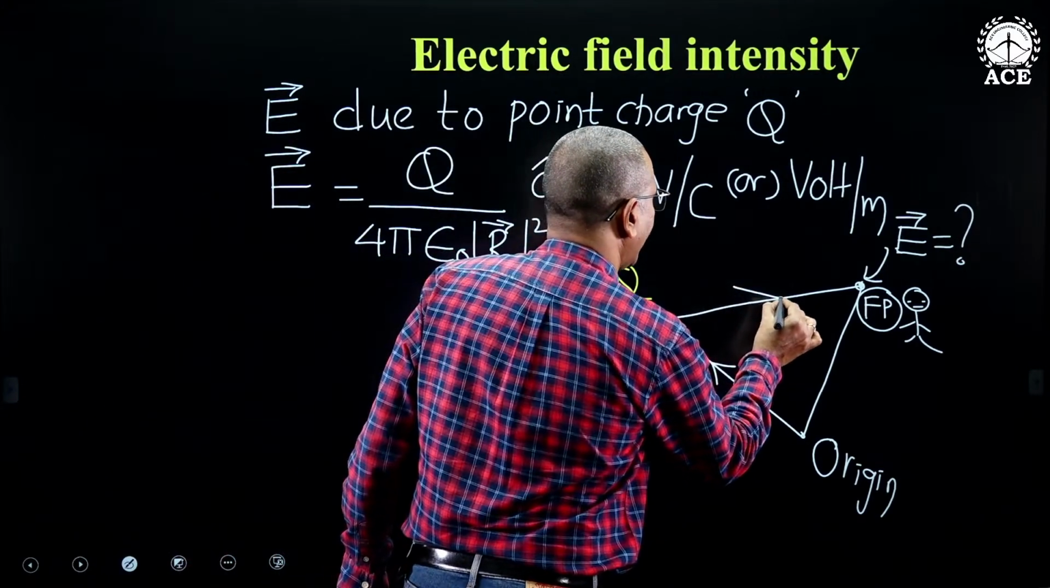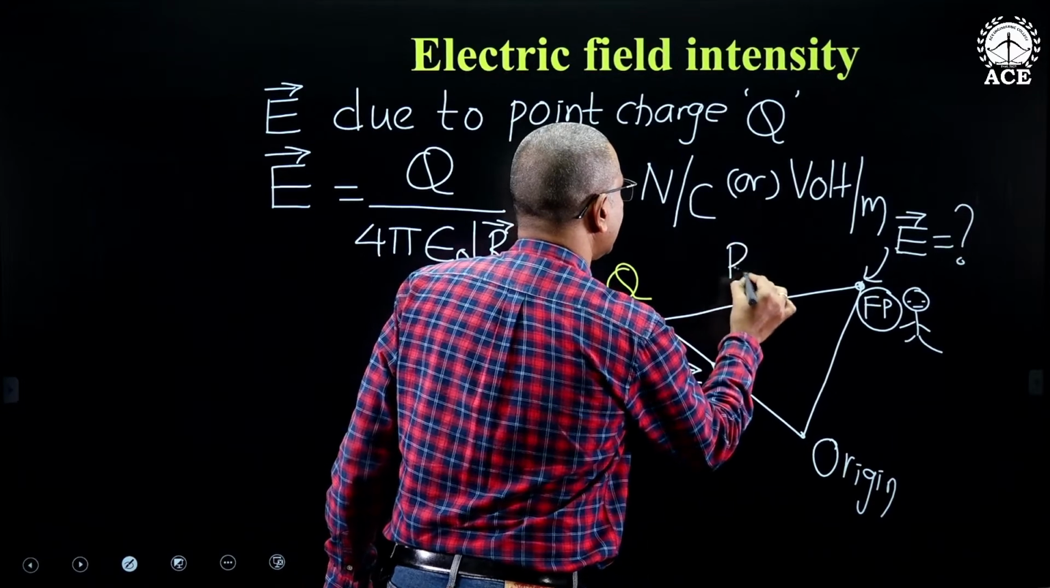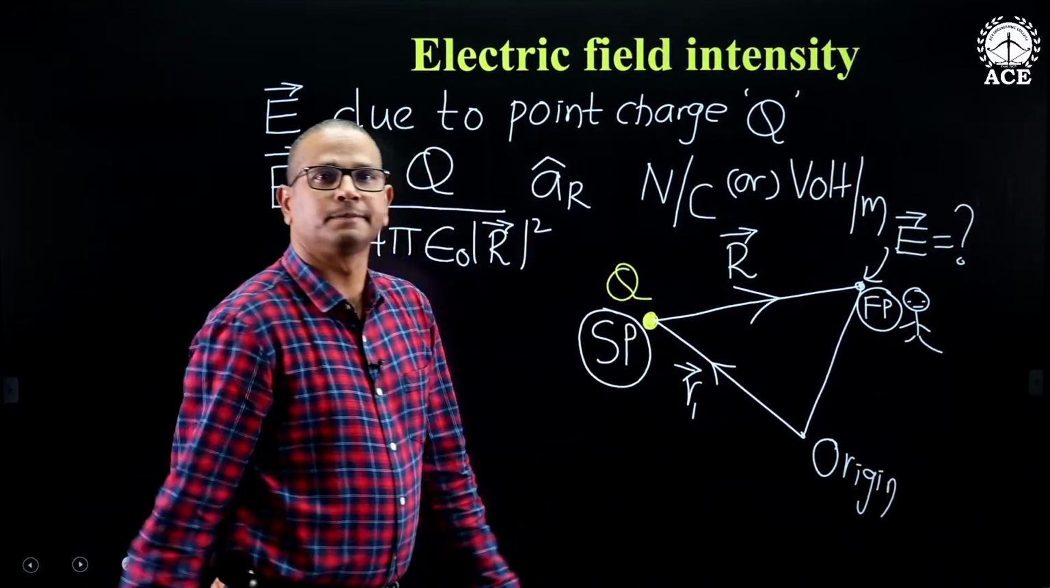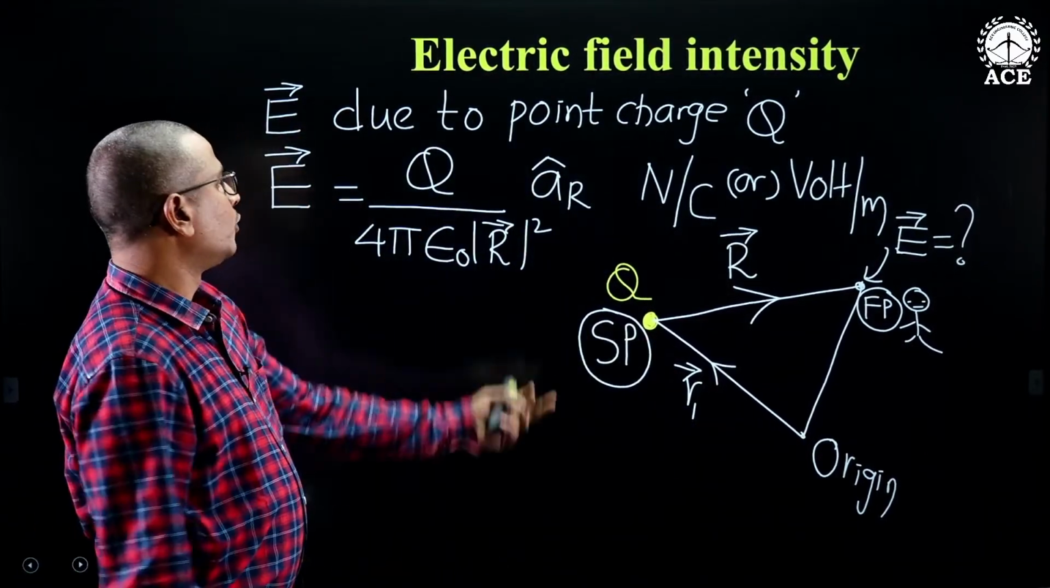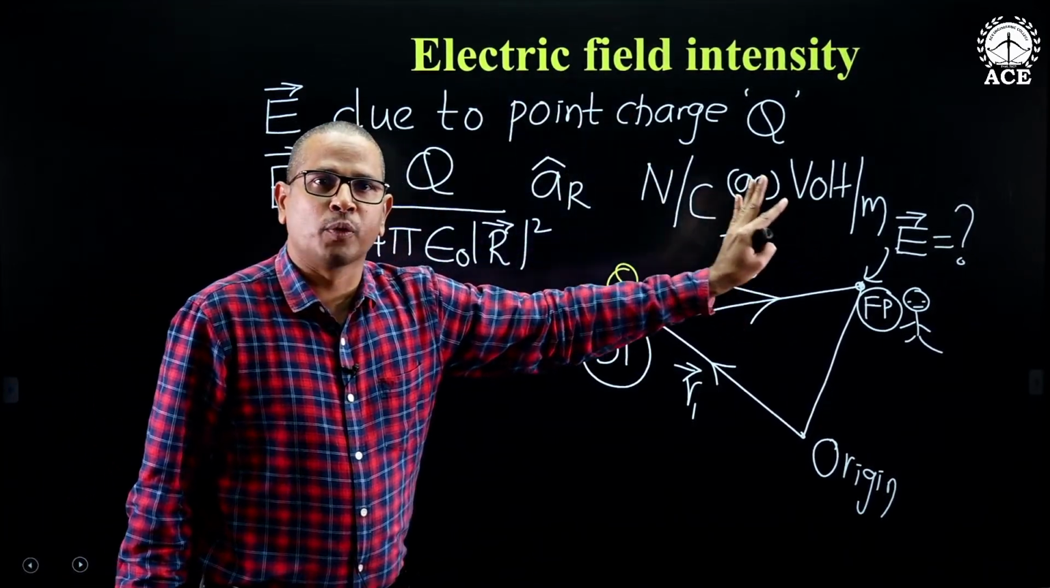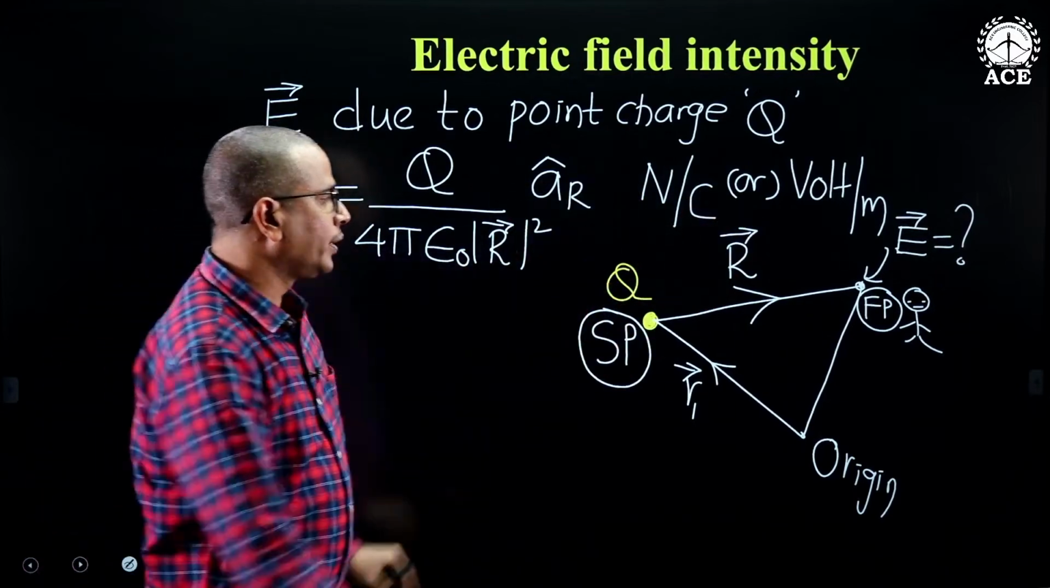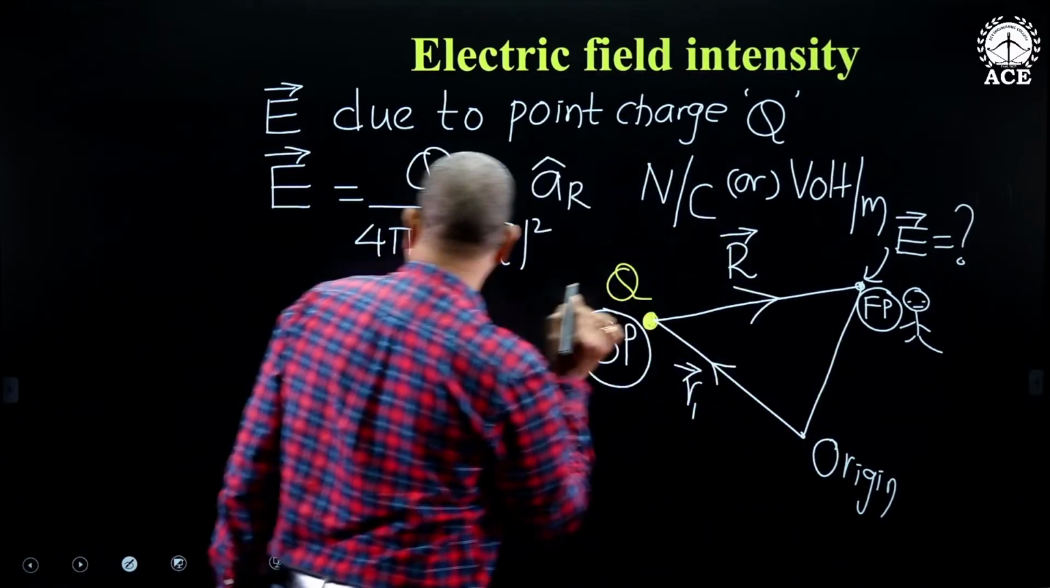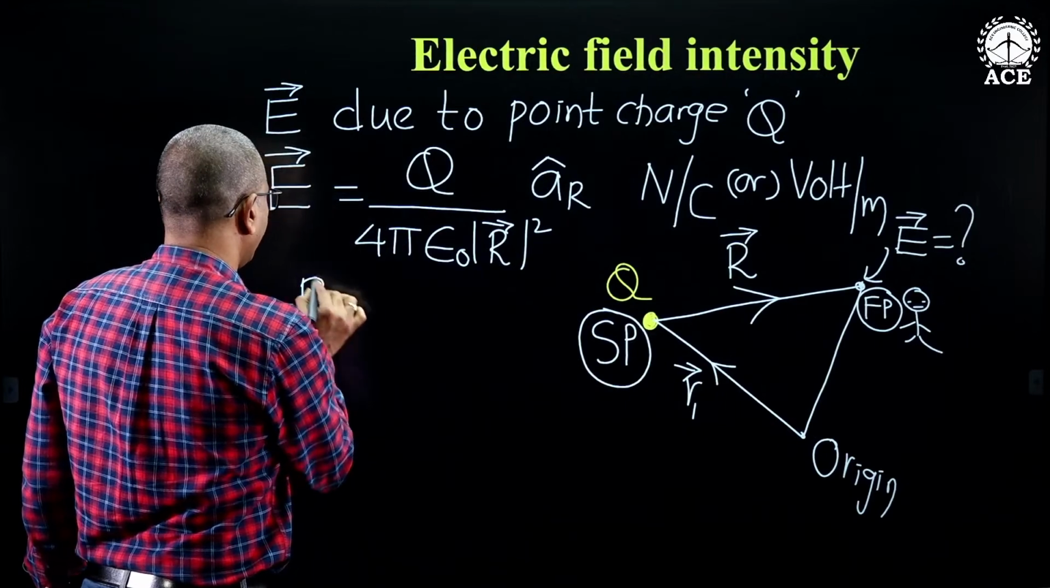So source point towards field point, this is my displacement r bar. Once we know r bar, we can find a_R cap. So evaluation of r bar is crucial here, dear students. How to take r bar? Displacement from source point to field point.